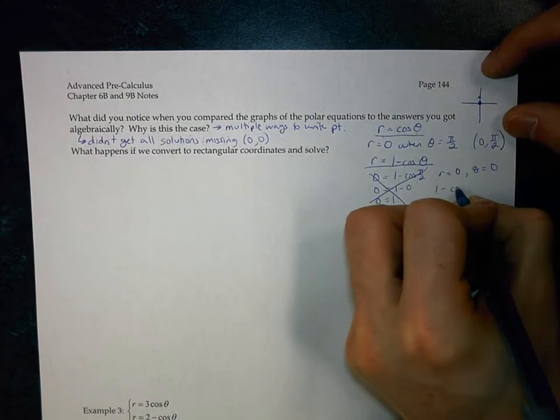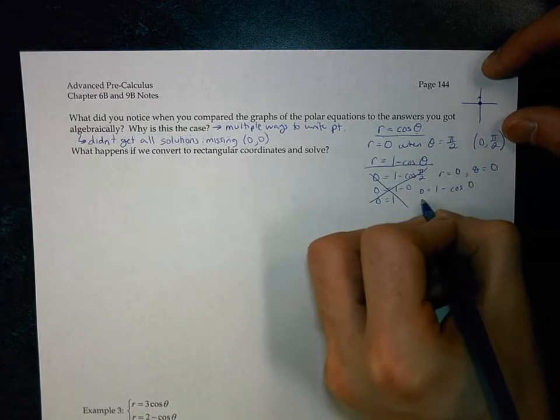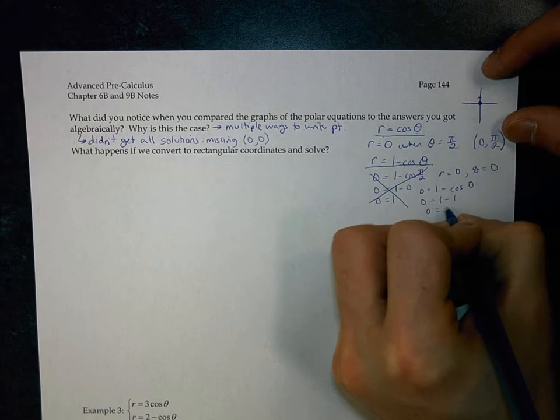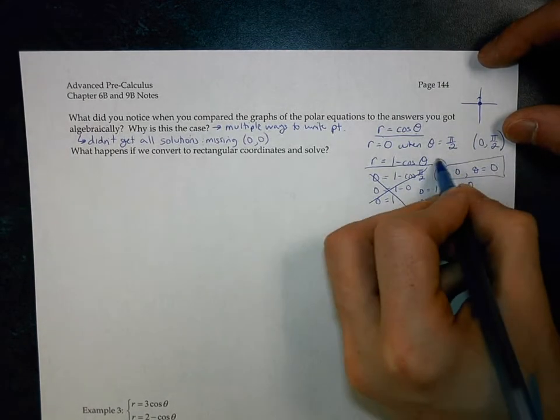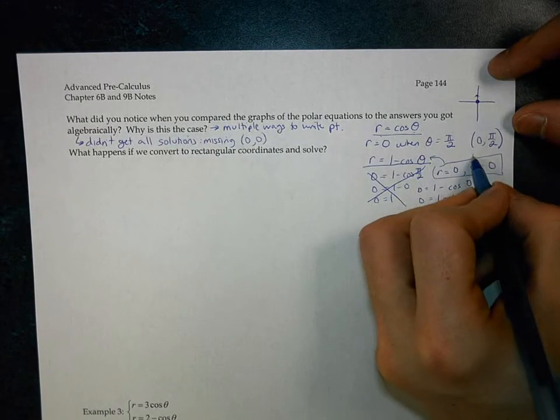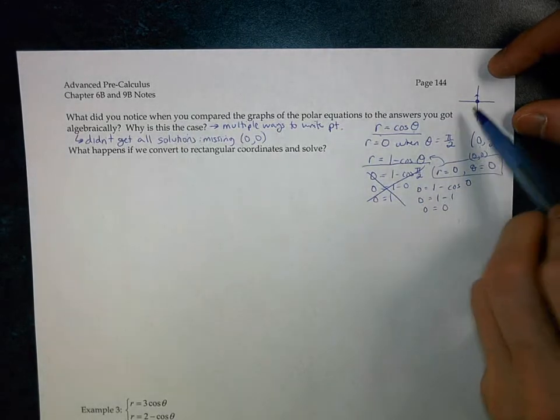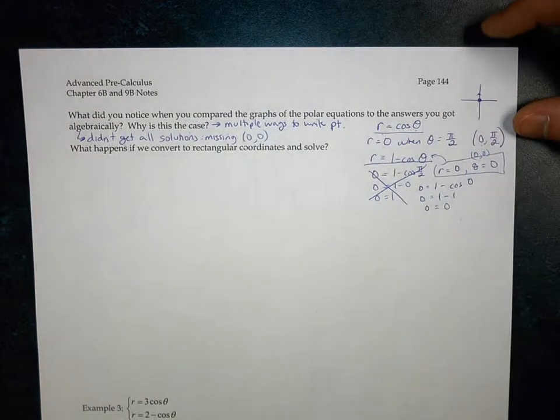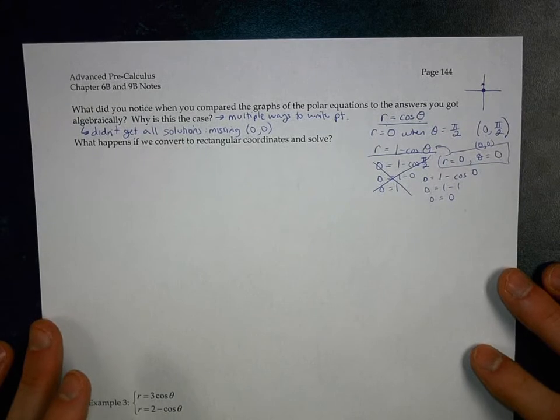So 1 minus the cosine of 0. So then 0 equals 1 minus 1. So 0 equals 0. So this is the ordered pair that solves that equation, even though (0, 0) and (0, pi over 2) are the exact same point here. Depending on that angle measurement, it might work in one equation and it might not work in the other. That's one of the issues we have with polar coordinates.